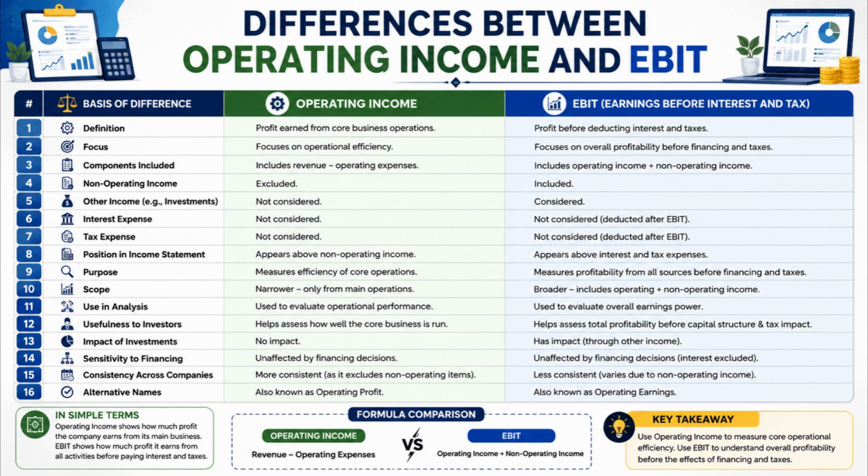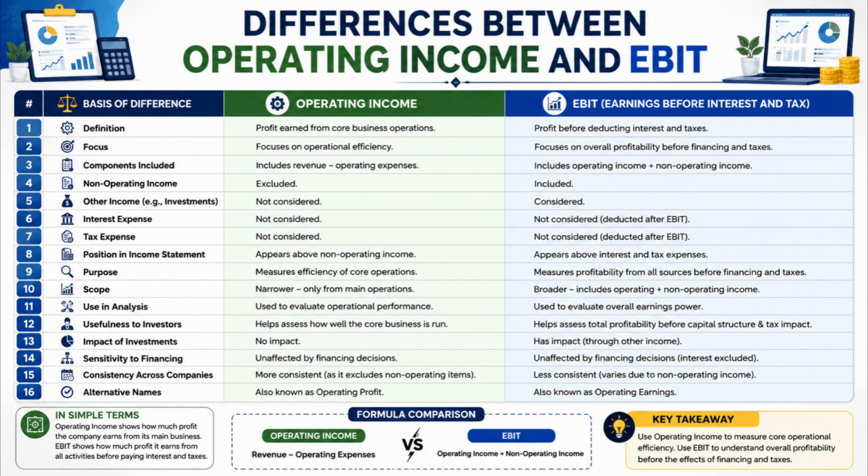Number 10. Operating income has a narrower scope because it focuses only on primary business activities, whereas EBIT has a broader scope because it may include additional income sources. Number 11. Operating income is commonly used to evaluate operational performance, whereas EBIT is often used to assess a company's overall earnings power.